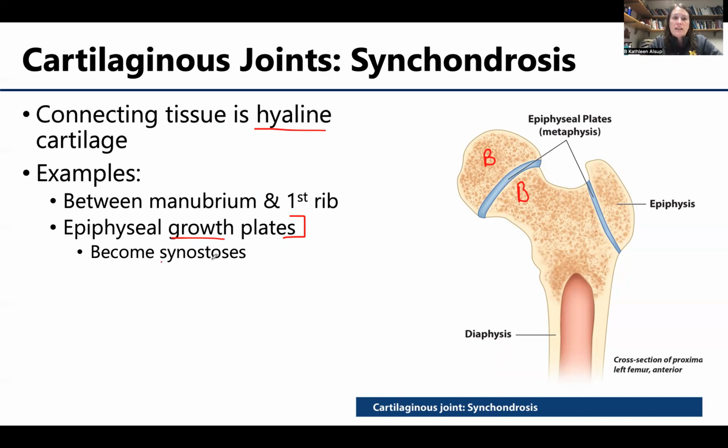And at that point, you have a synostosis, or synostoses if we're talking about more than one, which are those bony joints. So you have the epiphyseal line left. These specific types of synchondroses are going to be temporary, but not all synchondroses are temporary. The joint between the manubrium, or the top portion of the sternum, and the first rib is actually an example of a permanent synchondrosis, but still going to have that hyaline cartilage between those two bones.